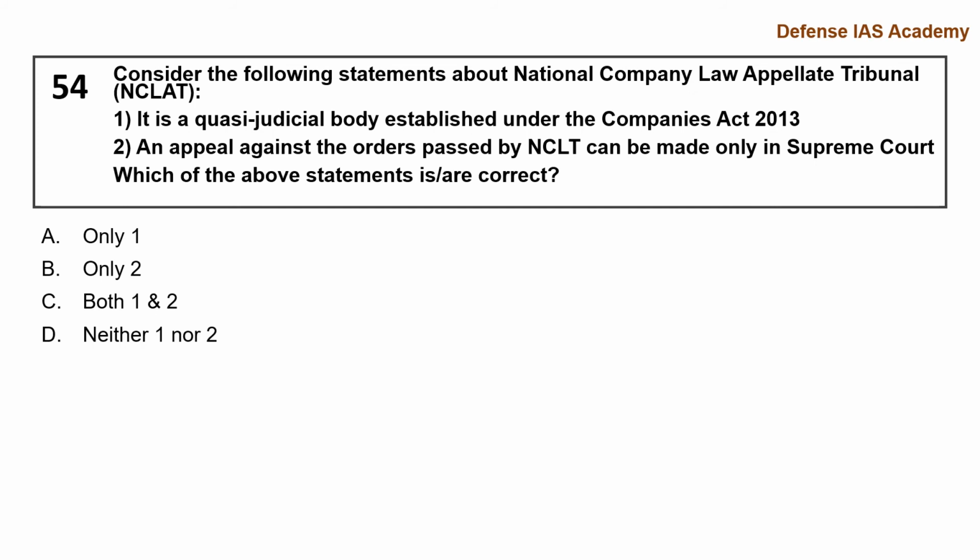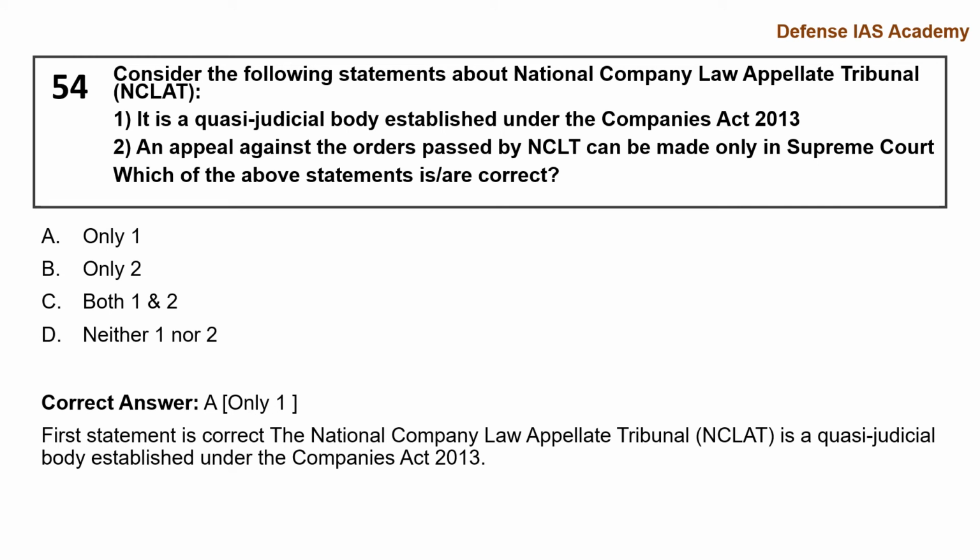Next, question 54. Consider the following statements about the National Company Law Appellate Tribunal. 1. It is a quasi-judicial body established under the Companies Act 2013. 2. An appeal against the order passed by NCLT can be made only in the Supreme Court. Which of the above statements are correct? The correct answer is option A, only 1. Only 1 is correct. The first statement is correct. The National Company Law Appellate Tribunal (NCLAT) is a quasi-judicial body established under the Companies Act 2013. I'll repeat it: it is the quasi-judicial body that is established under the Companies Act 2013.